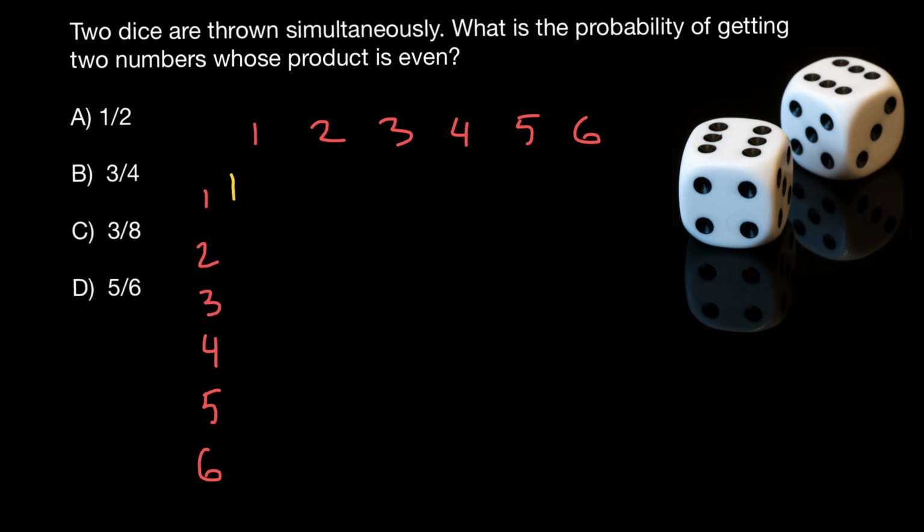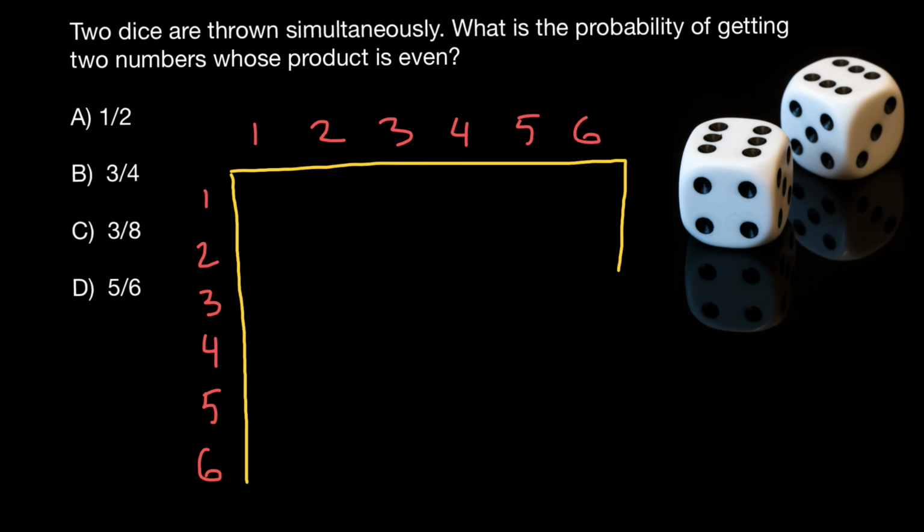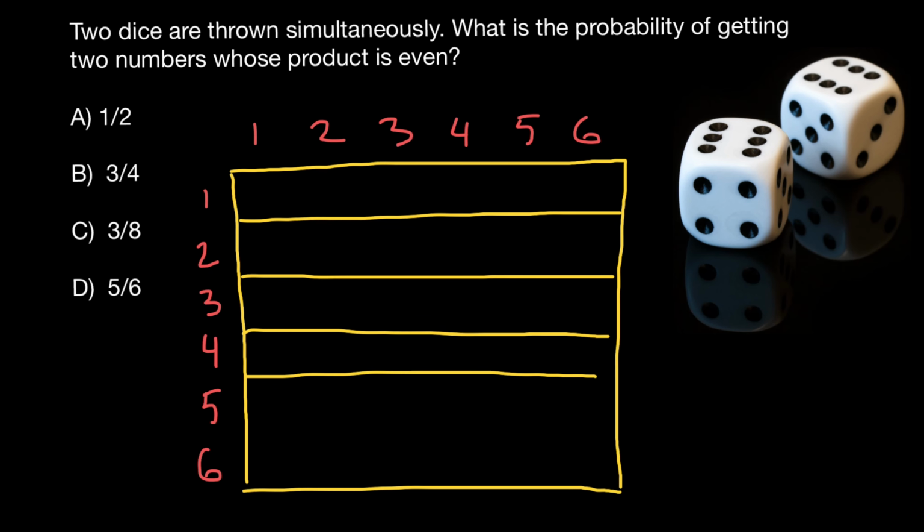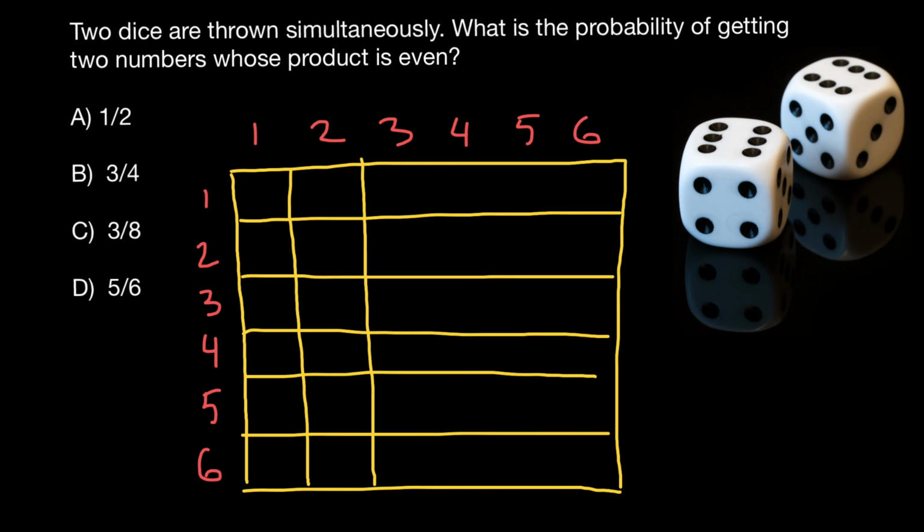Now let's just build a simple Punnett square, and we can easily solve this problem. Take a look. We would have 6 rows and 6 columns. So the total number of cells is going to be 36. So 36 is going to be our sample space.